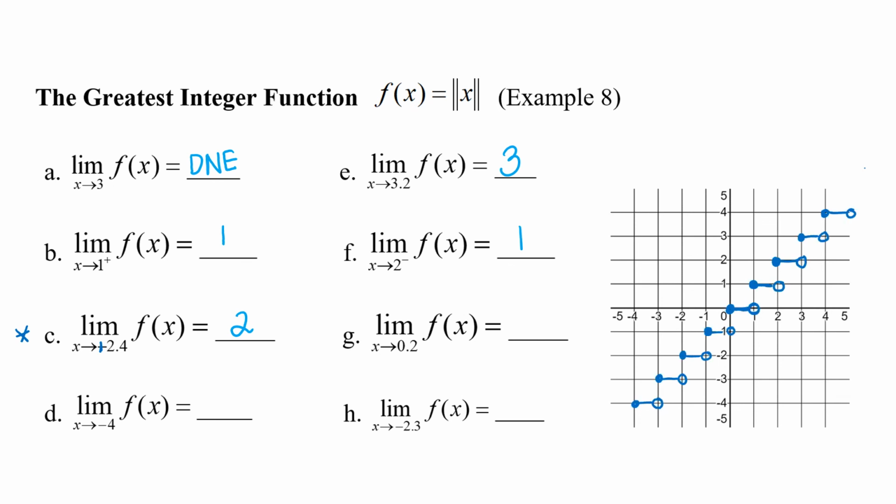Now we have the limit as x approaches 0.2. So as we look from the right, it seems that our limit is approaching 0. And as we look from the left, we find that our limit also approaches 0.